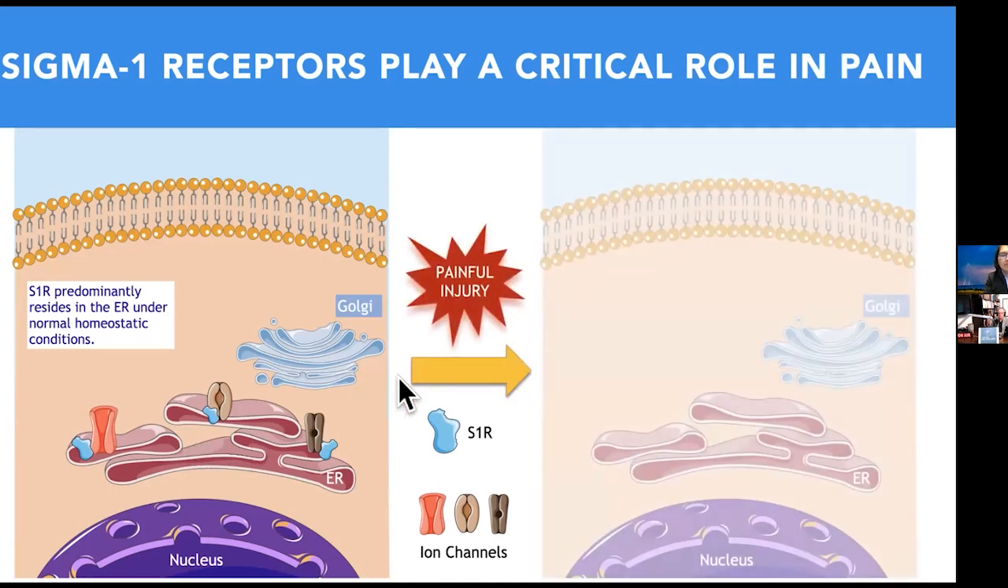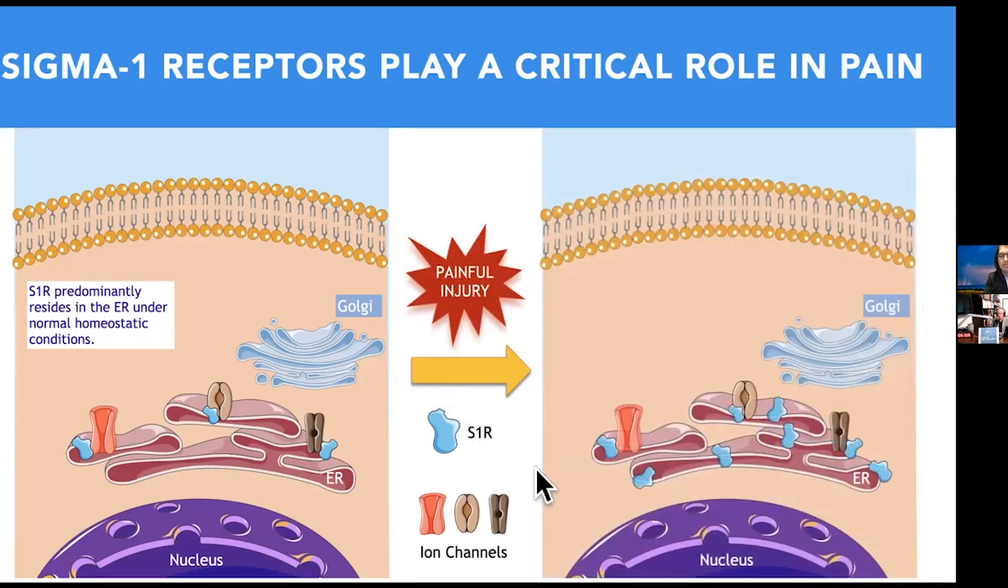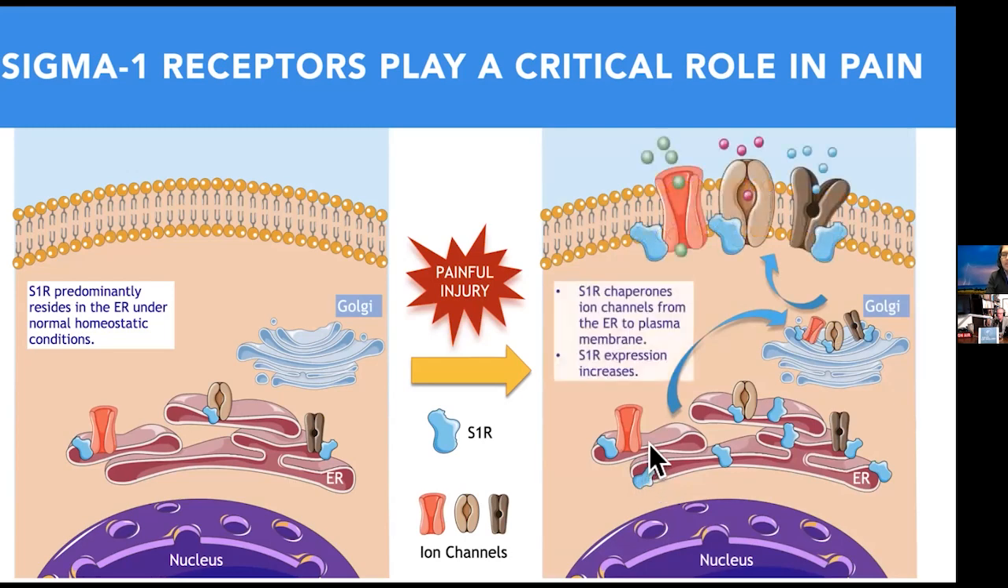Now, if there is some sort of painful injury, some really smart people at multiple institutes have found that it gets increased in copy number. So there's an upregulation in the expression level of the Sigma-1 receptor, as well as all the ion channels. And then it helps carry these ion channels from the endoplasmic reticulum to the Golgi apparatus, and then ultimately up to the plasma membrane. And at the plasma membrane, it does a couple of things after even just carrying it.